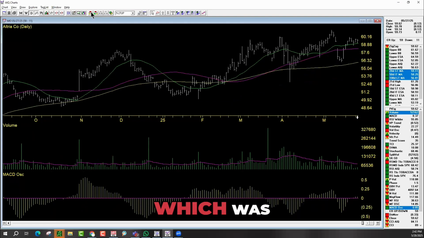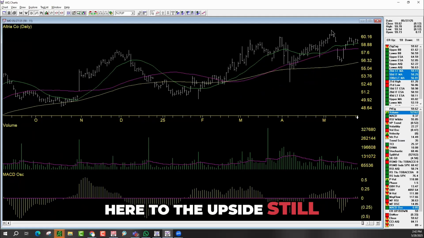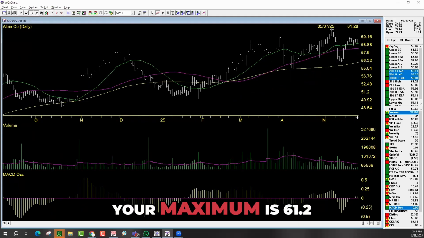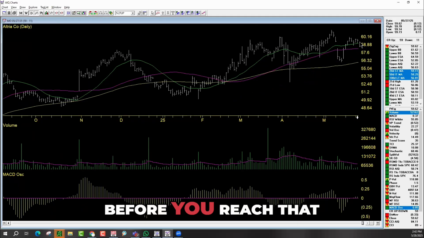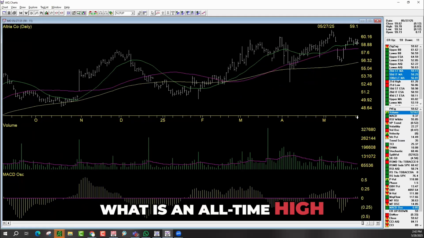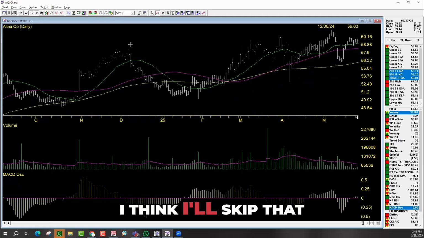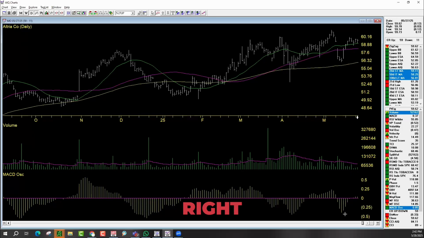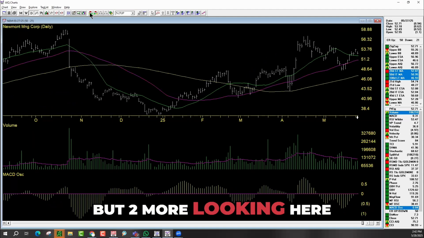The second stock in that list we have here, which was Altria. This bounce off of the 21-day average is not bad, but it's not a lot of room up here to the upside still. Let me just switch on my mouse here. Your maximum is 61.2 before you reach what is an all-time high. So not a lot of room in there. I think I'll skip that one. And the other thing is the volume is just kind of fading away, right? So maybe there's no buyers for that.